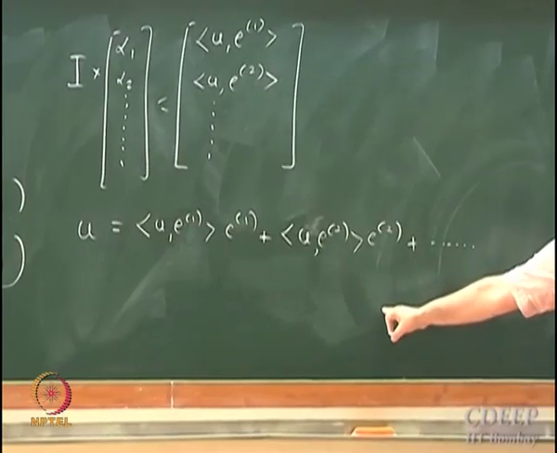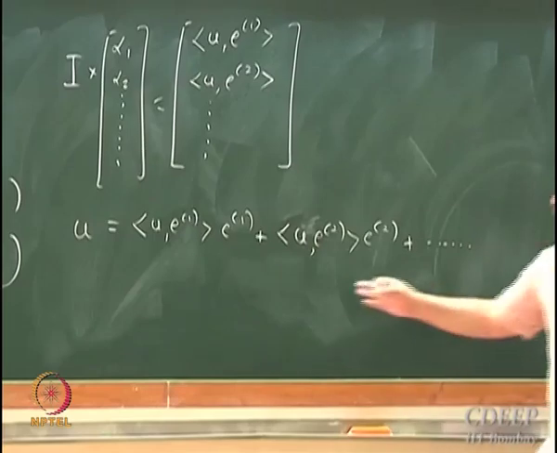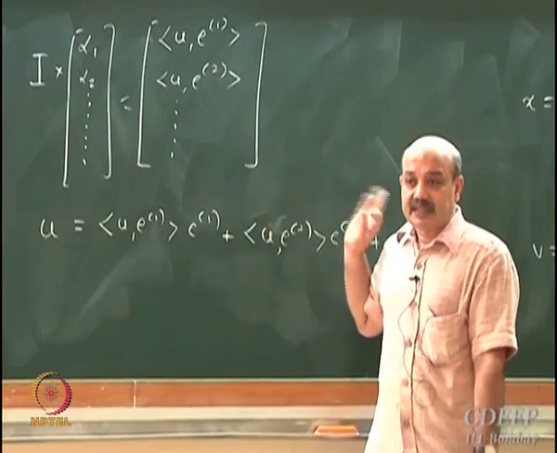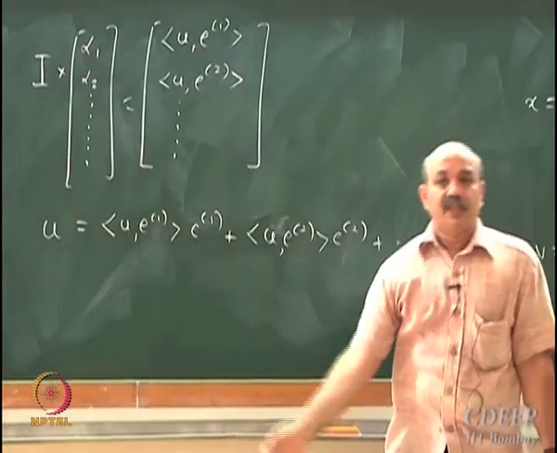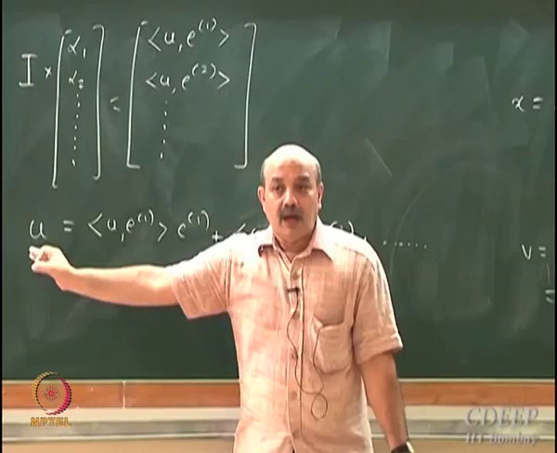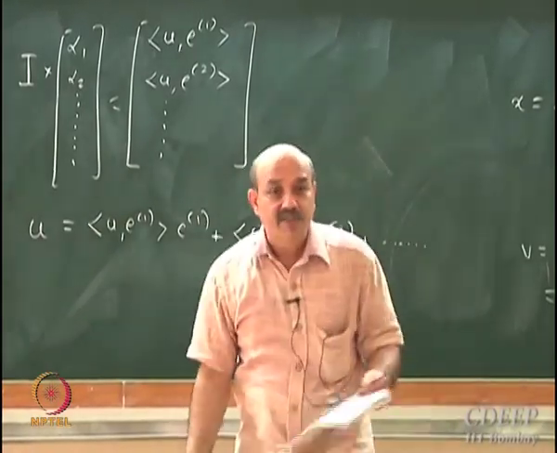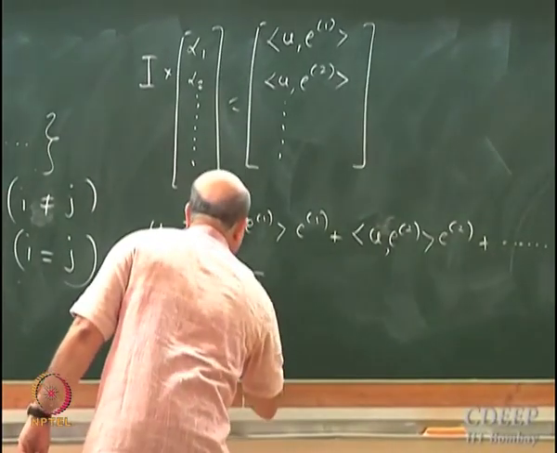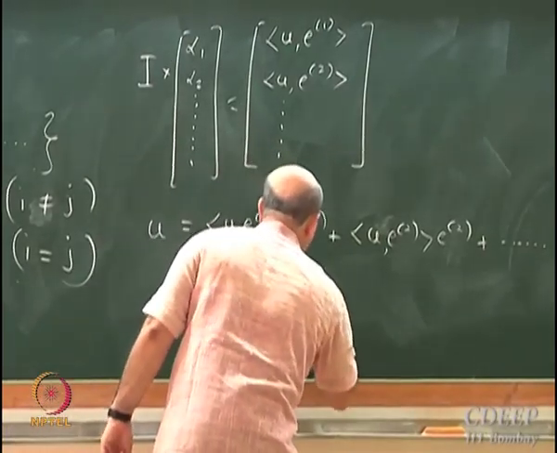Is everyone with me on this? Is this clear? I am just writing this vector u. Now I am not approximating. When I take this e1, e2, e3, e4, en or e infinity, whatever it is, when I take this as a basis, I am not approximating. It is equality. If you have an infinite basis, you will get an infinite sum here. So this is equal to the sum from i equal to 1 to infinity of the inner product of u with ei times ei.